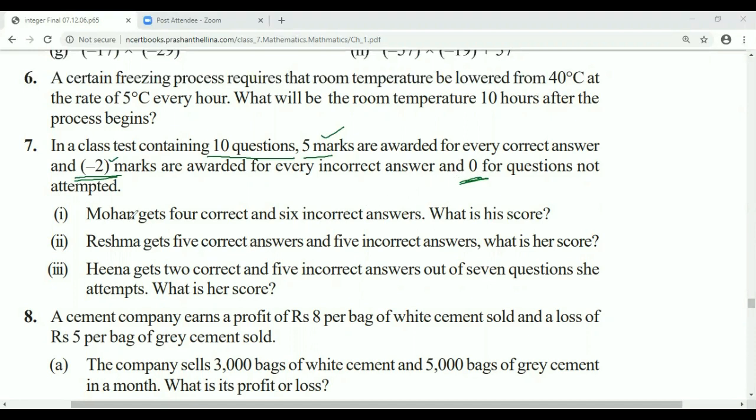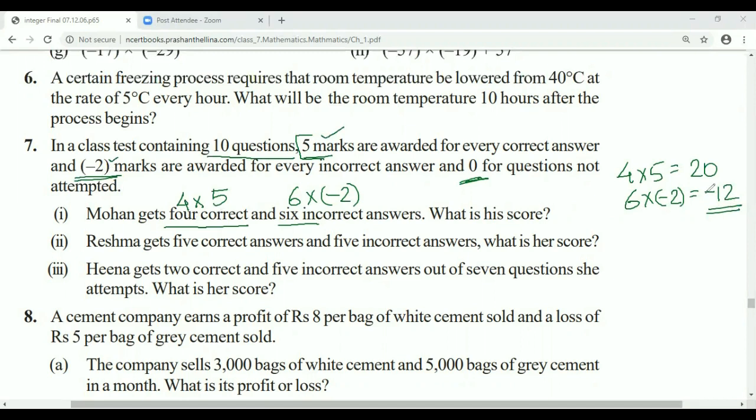Then let's see the questions. First question: Mohan gets 4 correct and 6 incorrect answers. What is his score? Mohan is getting 4 correct answers. For 1 correct answer he has 5 marks, so 4 into 5. And 6 incorrect answers means 6 into negative 2, since the mark for incorrect is negative 2. So the positive marks are 4 into 5, that is 20 marks. And the negative marks are 6 into negative 2, that is negative 12.